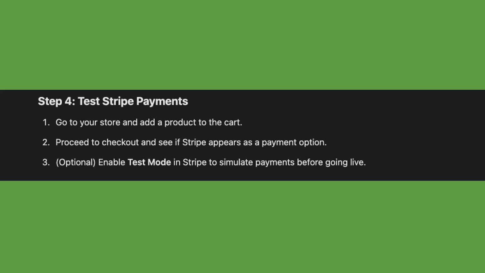Then you want to test these payments. So go to your store, add a product to your cart, proceed to checkout, and see if Stripe appears as a payment option. You can also enable test mode in Stripe to simulate payments before going live.